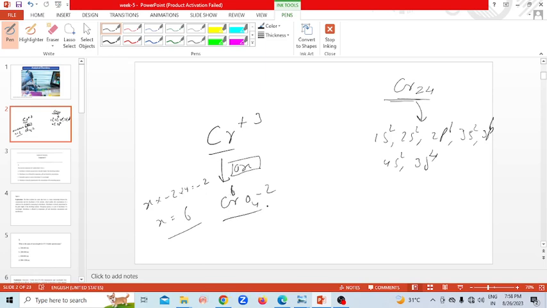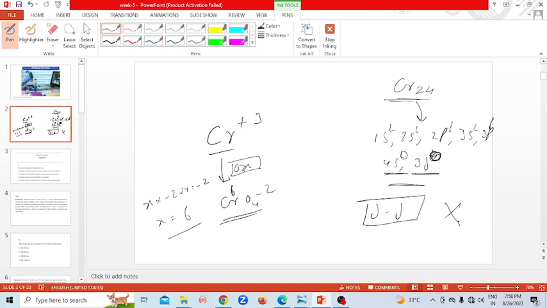Now if it is in the +6 oxidation state, then how many electrons will you need to remove? You need to remove all the d electrons and the 4s2 electrons also. So finally your electronic configuration will be 4s0 and 3d0. Now it is clear that there is no d electron, so d-d transition is not possible here.